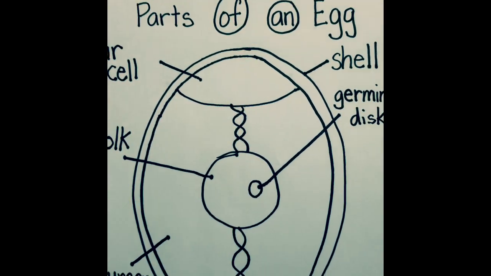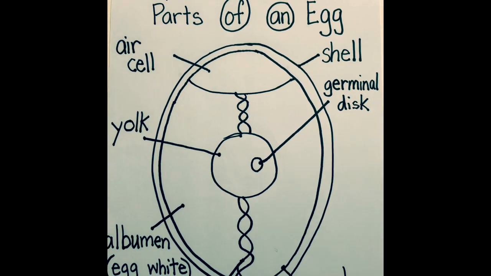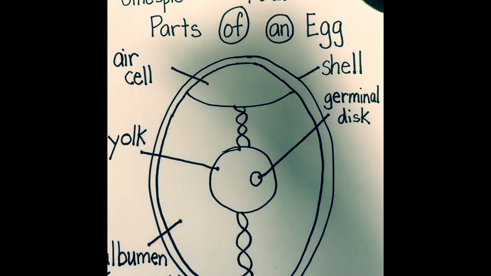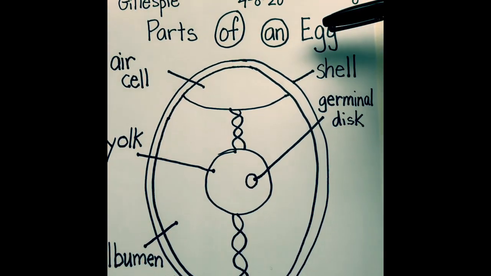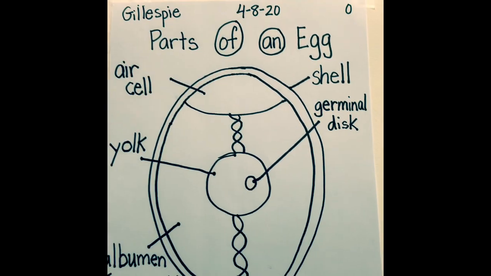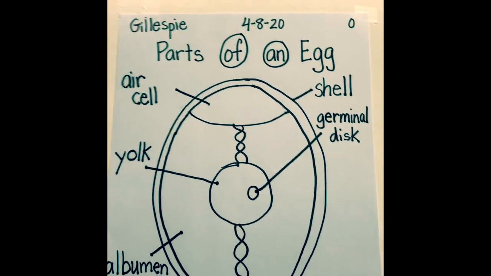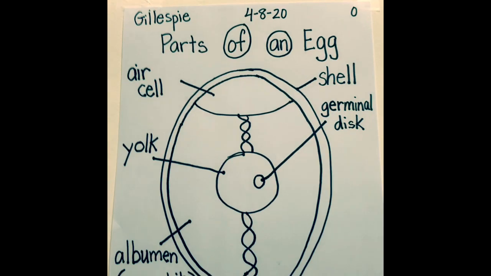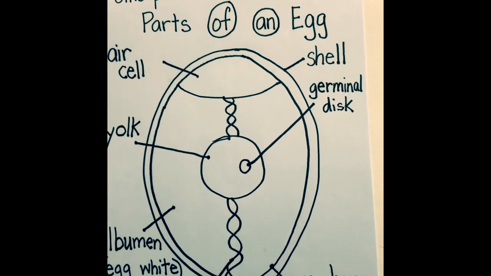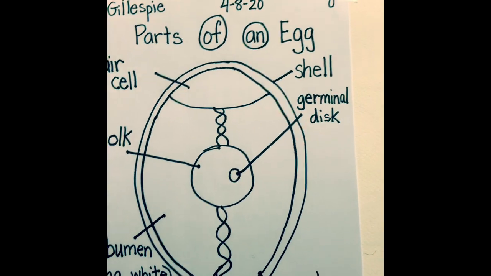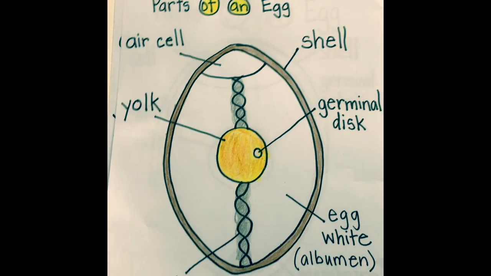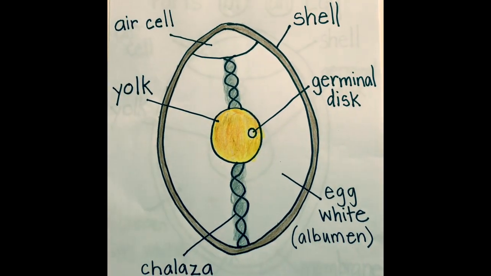All right, boys and girls, and there you have it. The parts of an egg. That was so fun drawing with you today. And now you can color in your egg. And here is one that I've done already. So you can have a look.